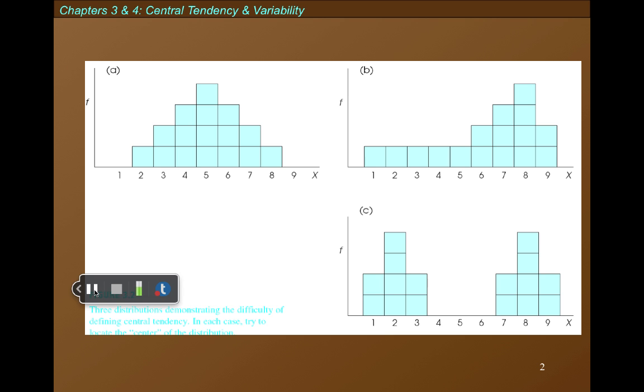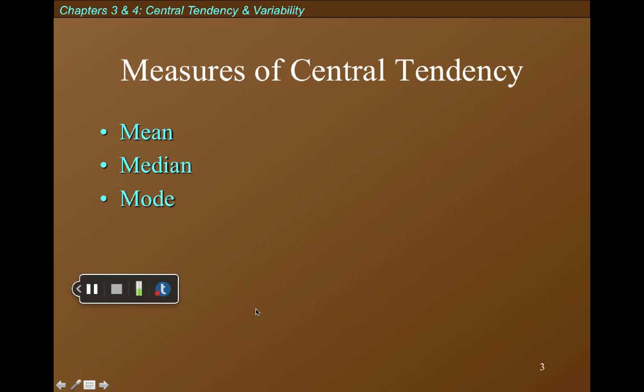In diagram C, it's what we call bimodal. It's got two modes, 2 and 8, and the mean is 5, but the mean is a score that no one even scored at all. So we can have different measures of central tendency, and the mode, median, and mean are the three that we talk about. So mean, median, and mode, and this is pretty elementary stuff.